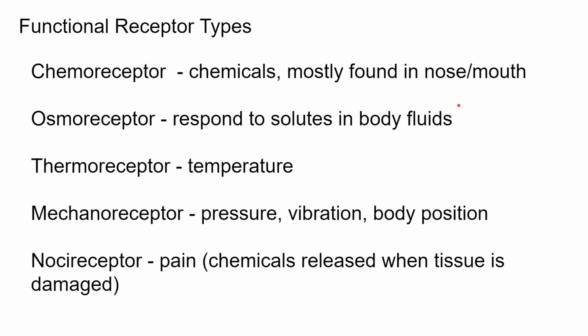And then you have functional receptor types. Chemoreceptors respond to chemicals, and these are going to be found mostly in your nose and mouth. Osmoreceptors respond to solutes in body fluids. Osmo, kind of related to osmosis. Thermoreceptors, thermo, temperature. Mechanoreceptors, pressure, vibration, and body position. And nociceptors, which are related to pain and chemicals released when the tissue is damaged.